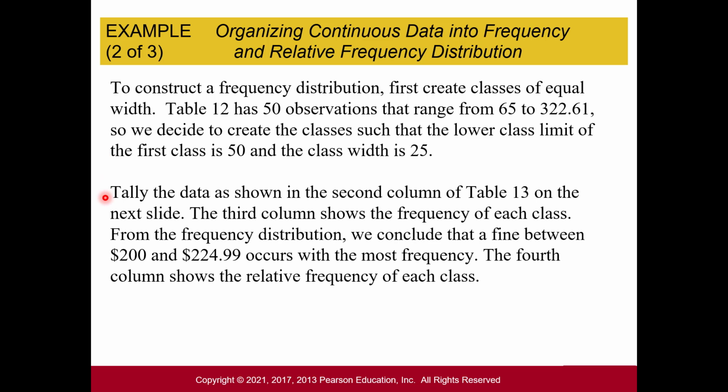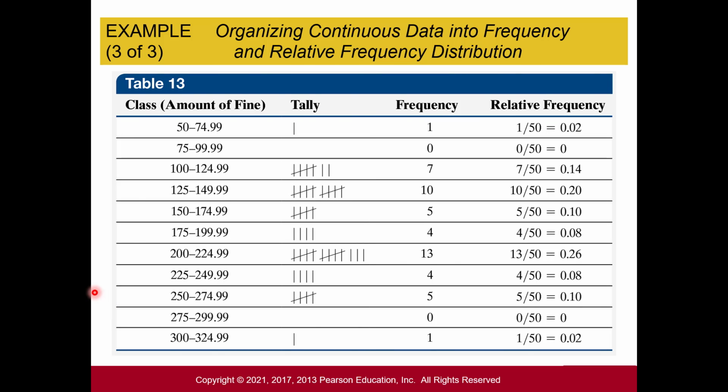Now, we tally the data, and as shown in the second column of the table, which we're about to go to, the third column is going to show the frequency of each class. Then we're going to conclude that between $200 and $224.99, we have the most frequency. Let's take a look at that. Notice our classes. We do have 11 of them, by the fact that we chose to start our lowest class limit at 50 and make the class width 25.